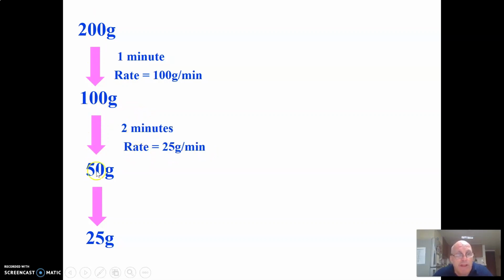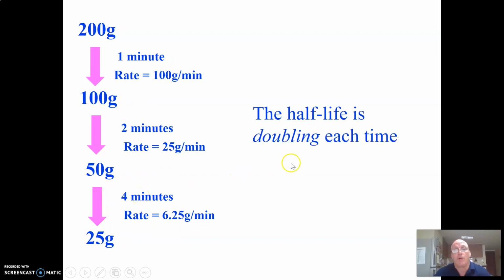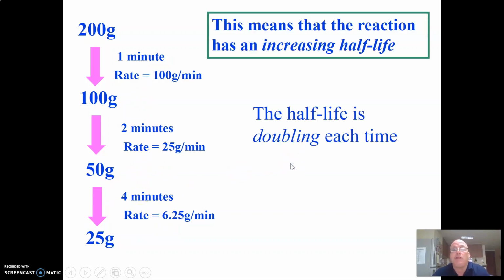That means this would take 2 minutes to happen, because you're going from 100 to 50 at this rate. It would take 2 minutes. Look, the half-life has doubled. Now, what would happen if we go from there to there? The rate would go down to a quarter of what it was again. So the rate would become 6.25 grams per minute. How long would this take? That change there is a 25 gram change, and it would take 4 minutes. Look, the half-life has doubled again. So for second order, the half-life is doubling each time.